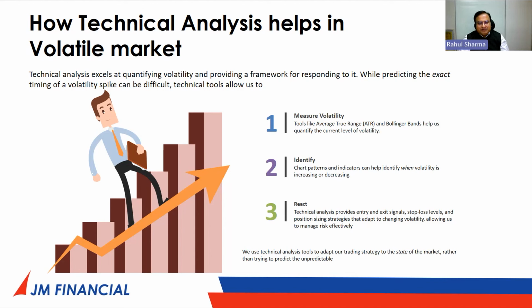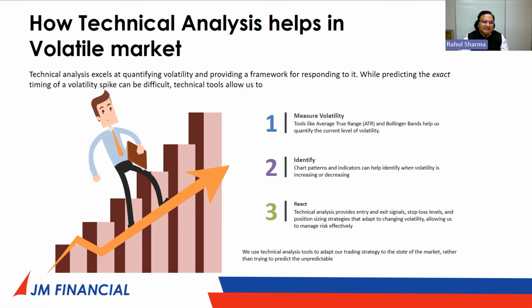Another example is the Average True Range, ATR, as we all know. Then we have Bollinger Bands. Every time these bands widen, the volatility is higher, and every time they narrow down, the volatility is lower. Now, we can identify these with chart patterns and indicators, especially whenever the volatility is increasing, and we can react, or plan our strategy based on the opportunities available in the market. And we can take trades based on what the market is throwing at us.